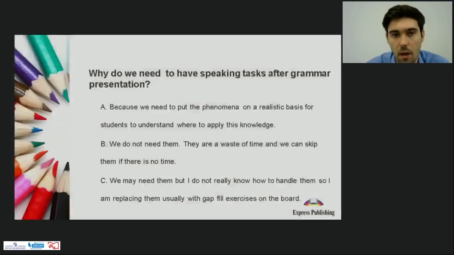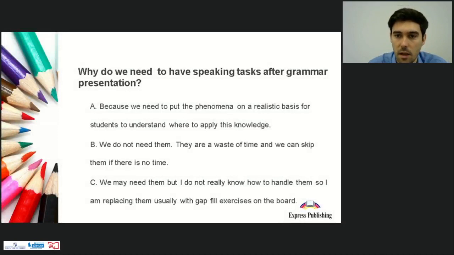So our next question, why do we need to have speaking tasks after grammar presentation? So we've presented our grammar, we've practiced a little bit in the previous slides. Why do we need to have a speaking task with our grammar always? So A, because we need to put the phenomena on a realistic basis for students to understand where to apply this knowledge. B, we don't need them, they're a waste of time and we can skip them if there is no time. Or C, we may need them but I don't really know how to handle them, so I'm replacing them with gap fill exercises on the board.